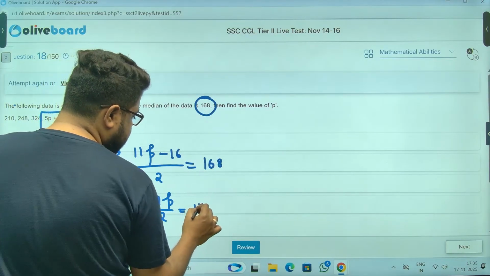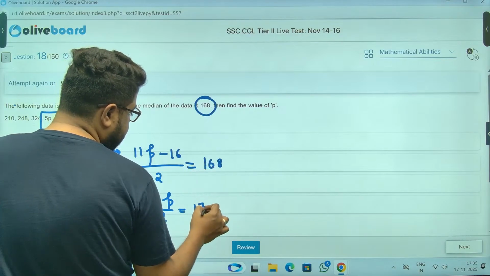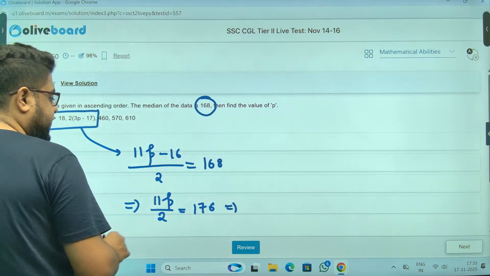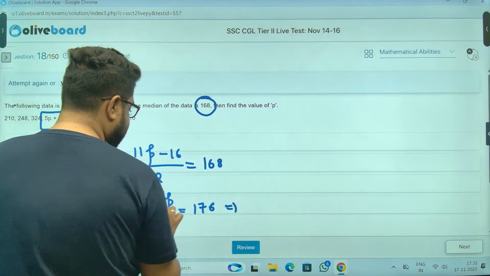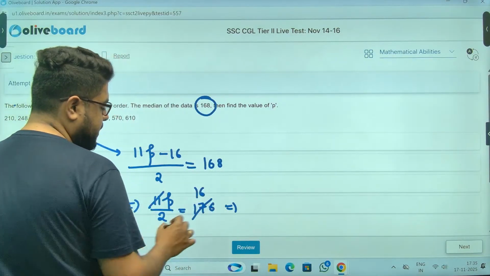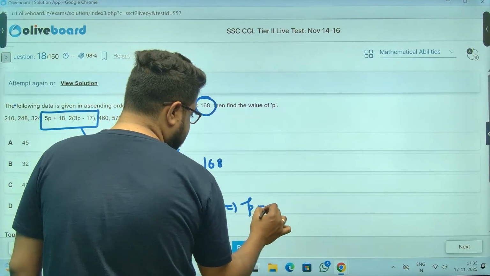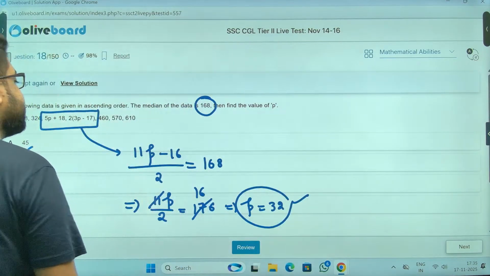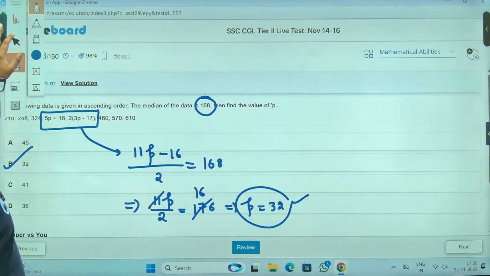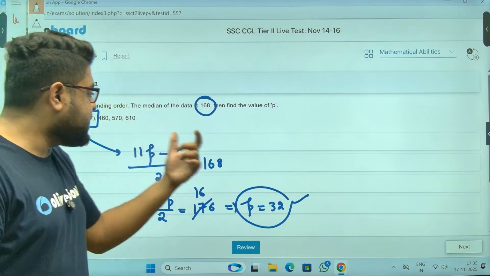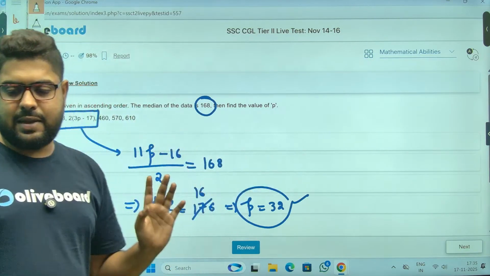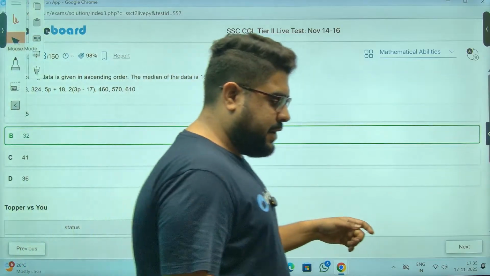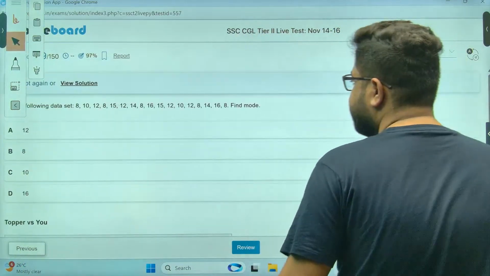So this will go to that side, and it will become 176. 11 cancels, so this is 16, so p will become 32. Option number B. Now if you see, I have intentionally not written 168. If anyone is short on time, see, I've done the calculation in a different manner.